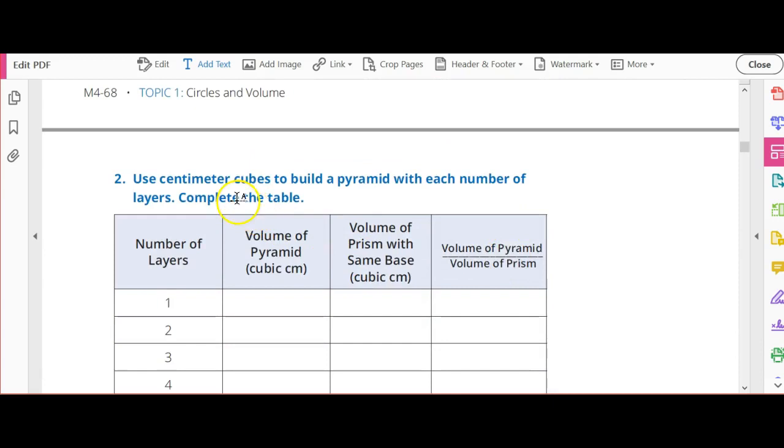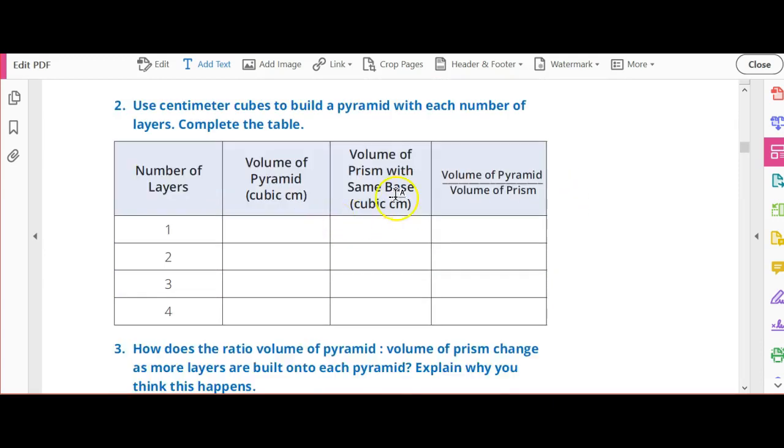Okay, use centimeter cubes to build a pyramid with each number of layers. Oh boy, they want us to do that, and we're not going to do it with centimeter cubes. So we're just going to fill this in. If it had 1 layer, it would be 1 cubic centimeter. If it had 2 layers, it would be 4 on the base plus the 1, so it would be 5. If it had 3 layers, we did that. That was 9 plus the 4 is 13 plus the 1 is 14.